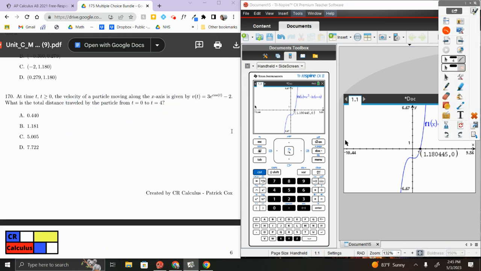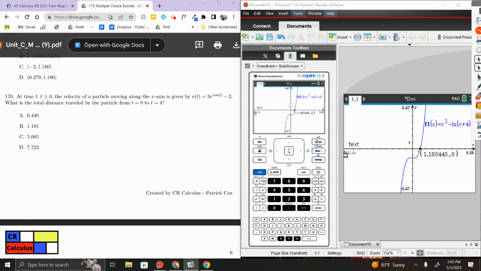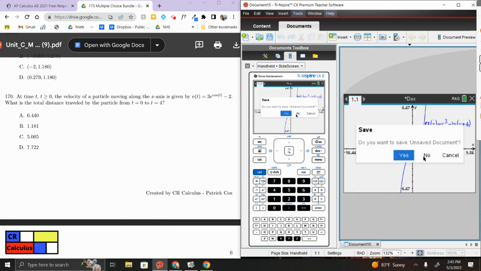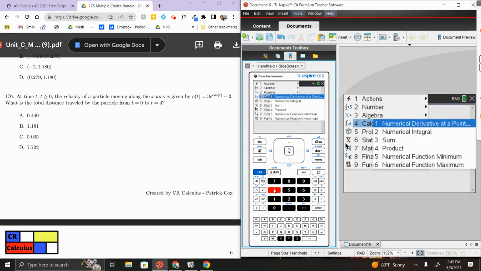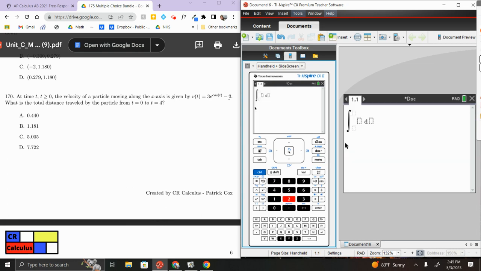170 is total distance traveled. You should be thinking of setting up an integral with an absolute value of velocity. So back to our calculator. So we're going to do menu 4, 2. And I want the total distance from 0 to 4. Total distance traveled, I need an absolute value.